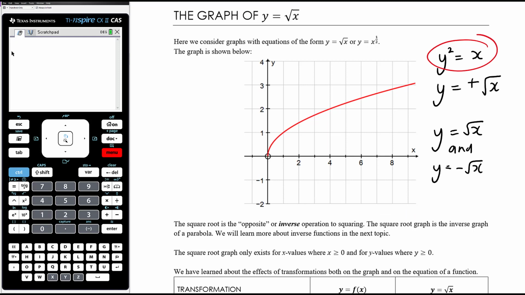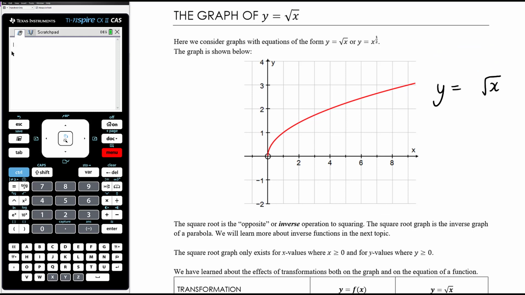When we are just looking at y equals root x, implied in that, in the same way that when I write the number 3, I don't mean plus or minus 3, I mean positive 3. If I want to mean negative 3, I have to write negative 3. So when I just write root x, I don't mean positive or negative root x, I just mean root x, so the positive square root of x. And so therefore when we take a positive square root of a positive value, we will also have a positive value.